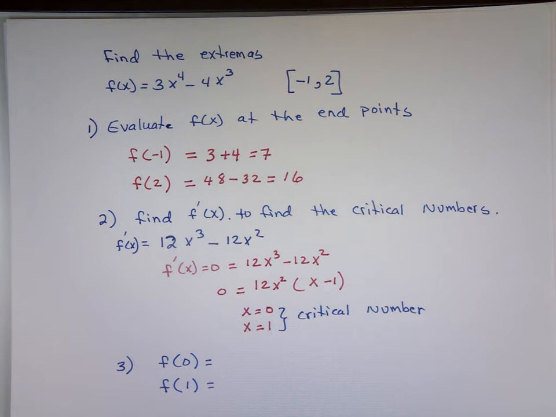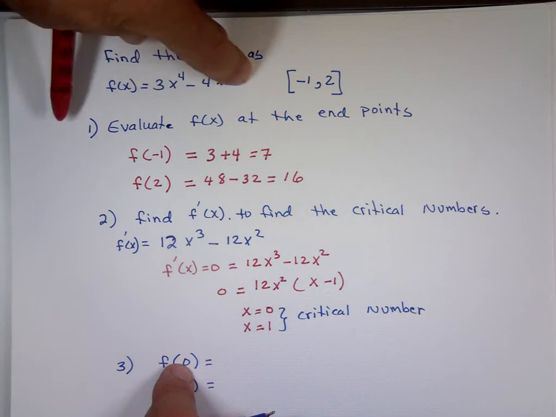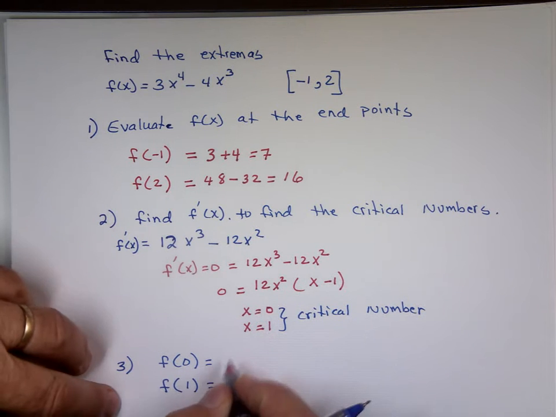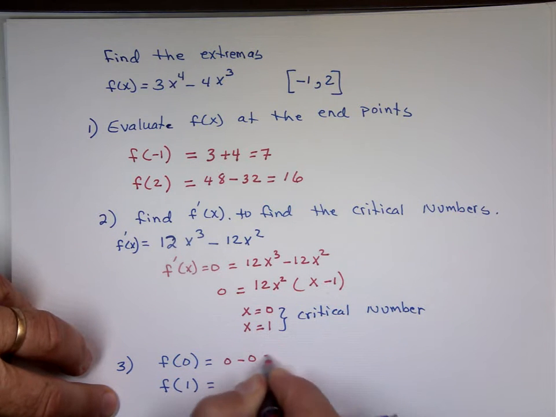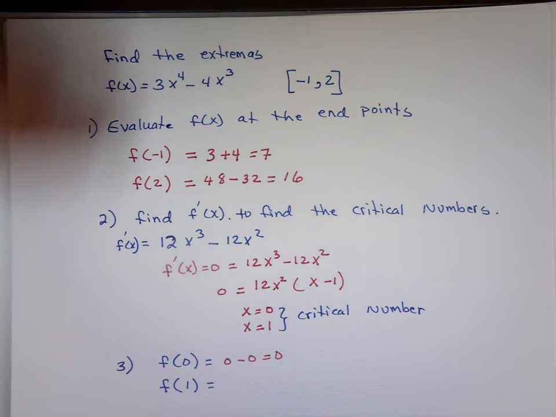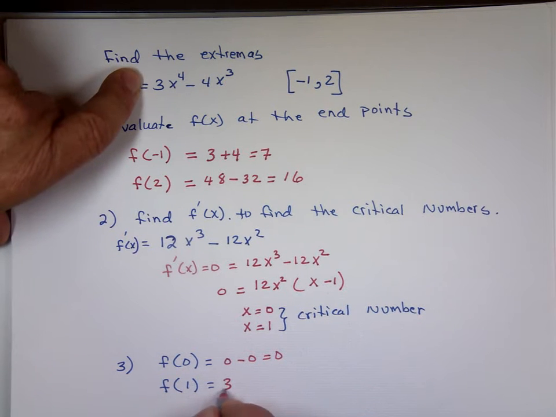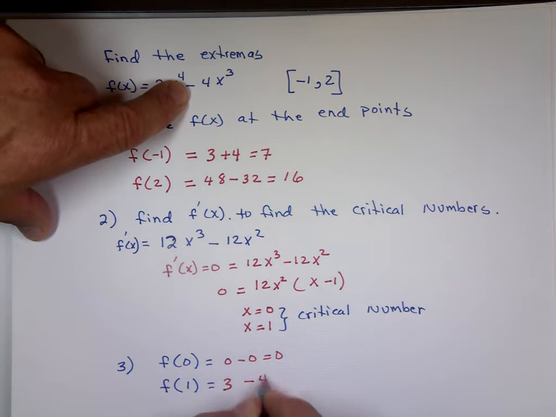When x is 0, plug it in. What do you have? 0. You have 0 minus 0, which is 0. When x is 1, what do you have? 3 minus 4, which is a negative 1.